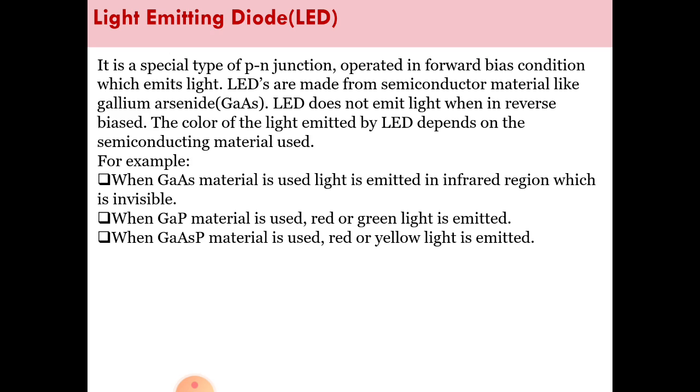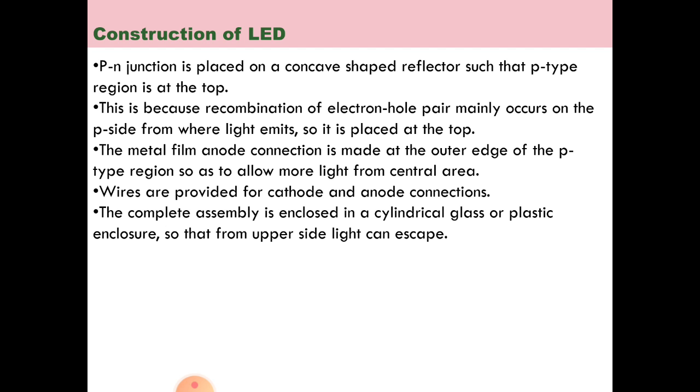The color of light emitted by LED depends on the semiconducting material used. For example, when gallium arsenide material is used, light is emitted in the infrared region, which is invisible. When gallium phosphide material is used, red or green light is emitted. And when gallium arsenide phosphide material is used, we get red or yellow light.